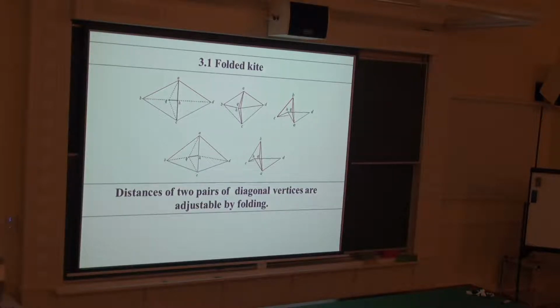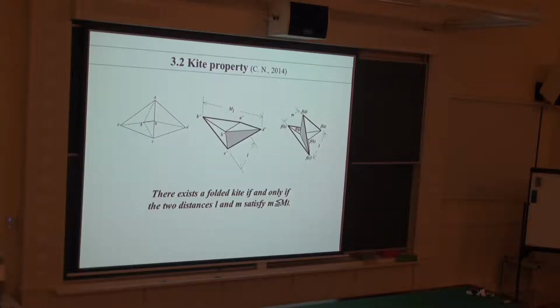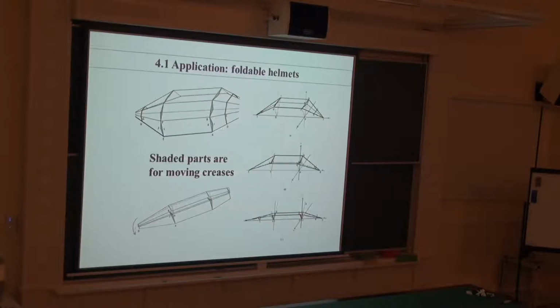So this is what we call the kite property. This is a general case, but I want to skip the detail. It generalizes to more cases. And now I would like to go to the application for foldable helmets.